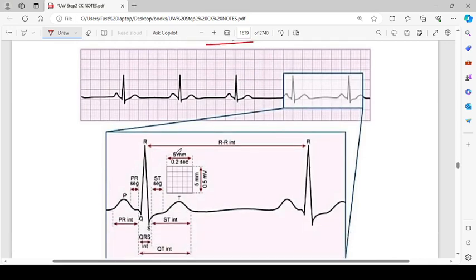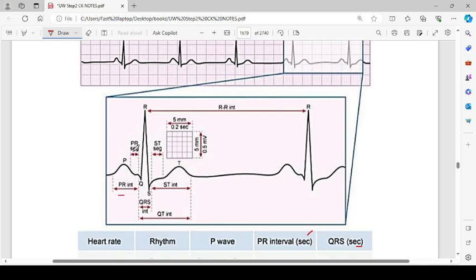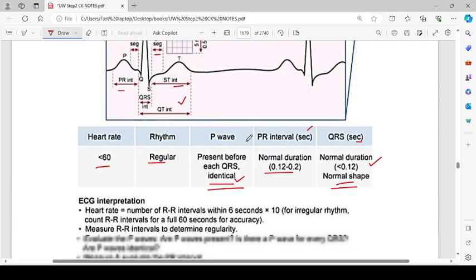Okay, so here you can see this is the PR interval, the PR segment, ST segment, QRS interval, QT interval, the ST interval, and this is basically a normal picture. This is a cube, 5 millimeter by 5 millimeter. The width is depicting 0.2 seconds time, and the height is depicting 0.5 millivolts voltage.